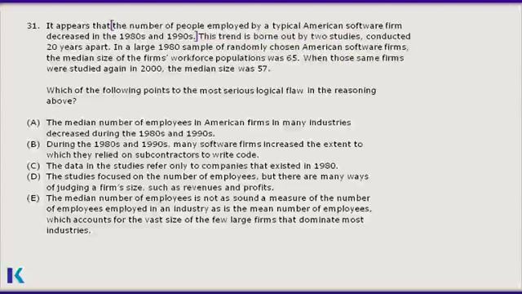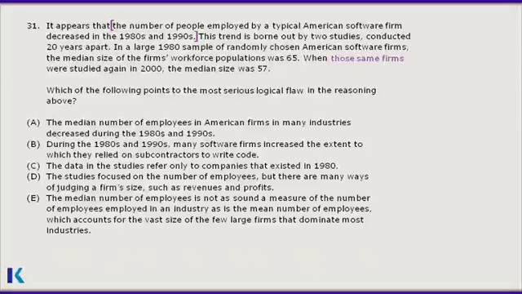The conclusion is that the number of people employed by a typical American software firm decreased in the 1980s and 90s. The evidence is two studies. There's a 1980 sample and then a 2000 sample of the same companies. Anytime you notice that the evidence consists of studies, think about representativeness issues.